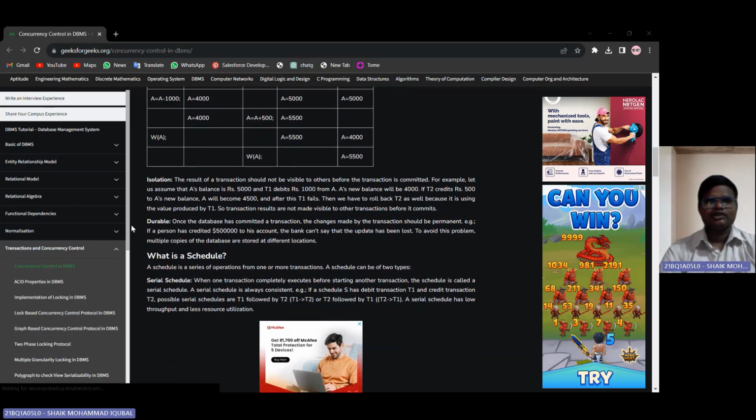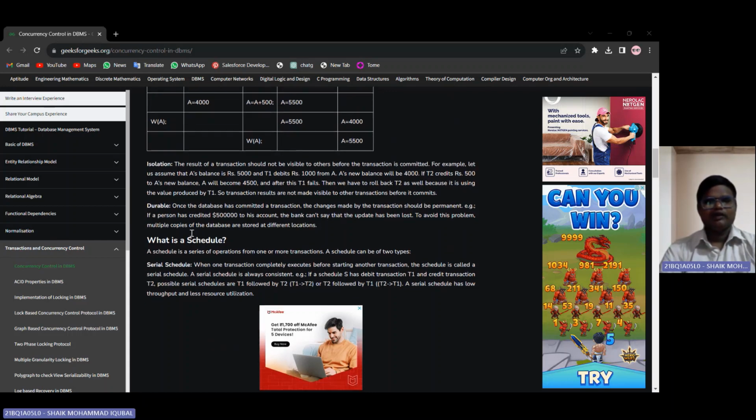What is a schedule? A schedule is a series of operations from one or more transactions. A schedule can be of two types. Serial schedule: when one transaction completely executes before starting another transaction, the schedule is called a serial schedule. A serial schedule is always consistent.